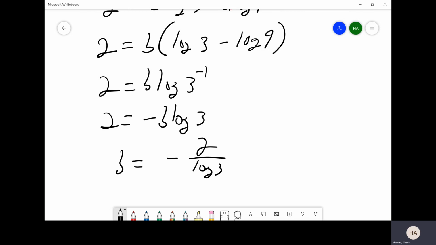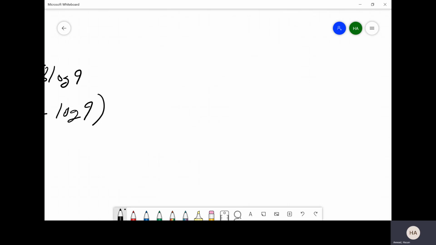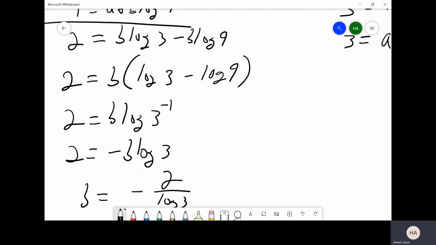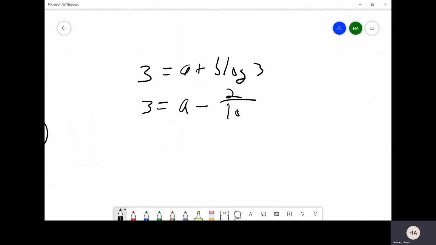So what's our fourth step? Fourth step says plug b back into either of the equations that we had from the first step and then solve for a. So that's fine. The one that I'm going to plug it into is the 0.33. So that's where we had 3 is equal to a plus b log of 3. And again, now we know what b is, right? So plugging b back in, we have 3 is equal to a minus, remember b is negative, so a minus 2 over log 3 times log 3.